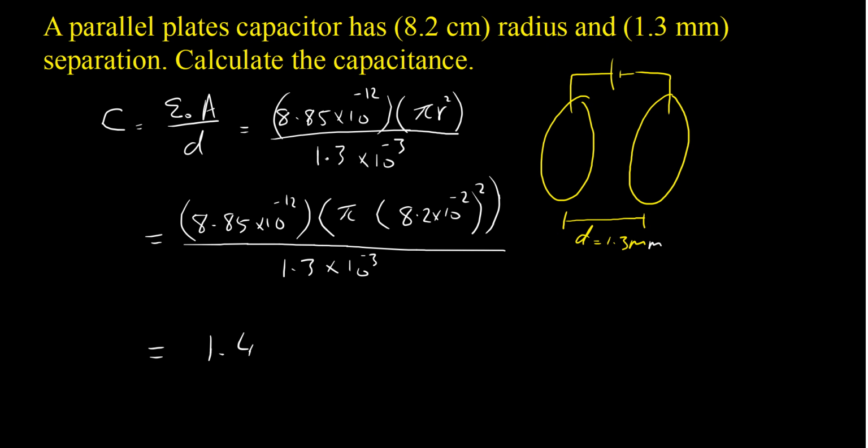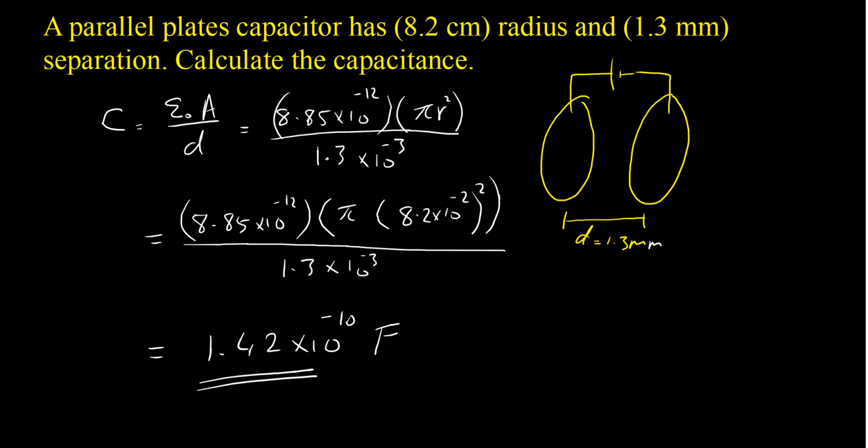1.42 times 10 to the power minus 10 farad. That will be the capacitance of this capacitor. Okay, so it's just to bring to your attention that the plates could be circle, could be square, could be rectangle. Any shape we want in our question can be designed for the plates of a capacitor.